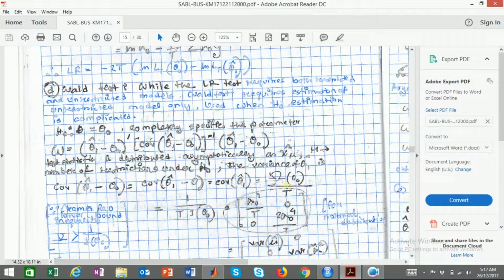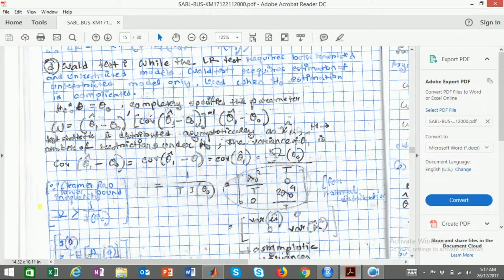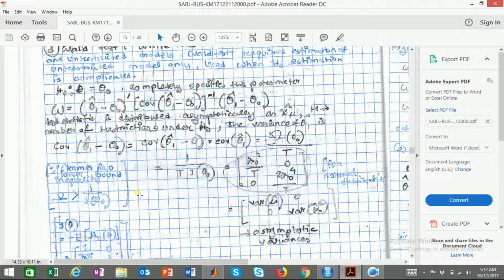This is exactly the same thing that we are putting in. Instead of the covariance omega theta naught, we are using 1 by t times the information matrix of theta naught. In the case of the Cramer-Rao lower bound inequality, the covariance omega is greater than or equal to 1 by the information matrix, the identity matrix of theta naught.